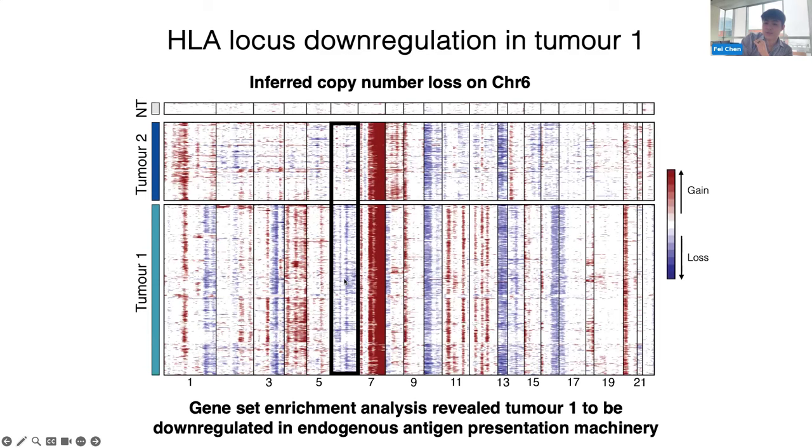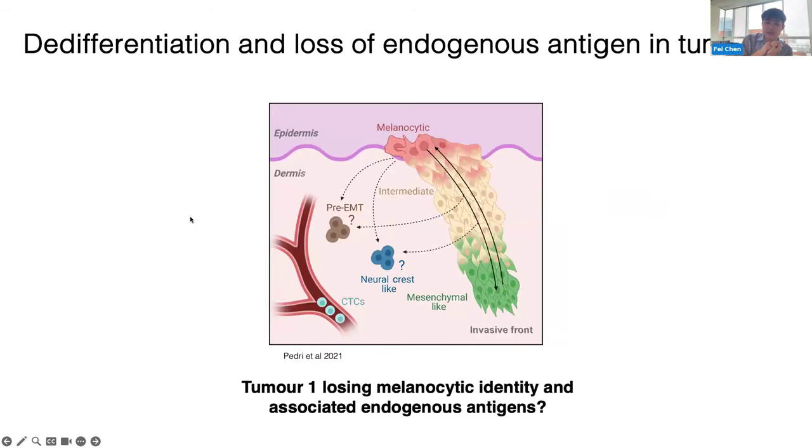We also performed some gene set enrichment analysis on differentially expressed genes between the tumor populations and found that tumor 1 is downregulated in antigen presentation. So maybe it's avoiding this T cell clone by downregulating its ability to present antigens. The second hypothesis is that there might be some de-differentiation. There's this common phenomenon where these melanocytic melanoma cells might lose their melanocytic identity and then lose the associated endogenous antigens.